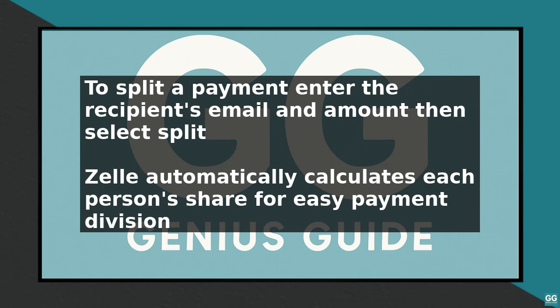Here, you can enter the number of people you want to split the payment with, and Zelle will automatically calculate each person's share. You can also add a memo to the payment, which is a good idea to describe what the payment is for.